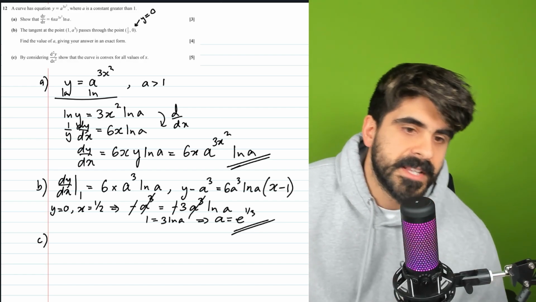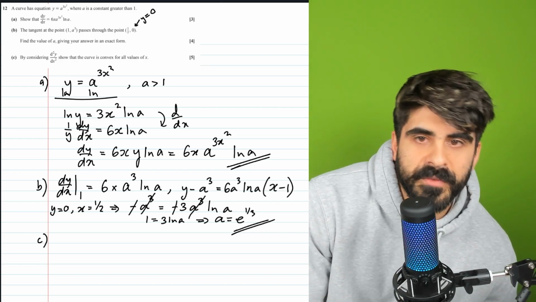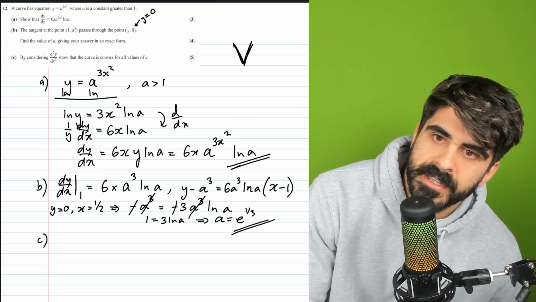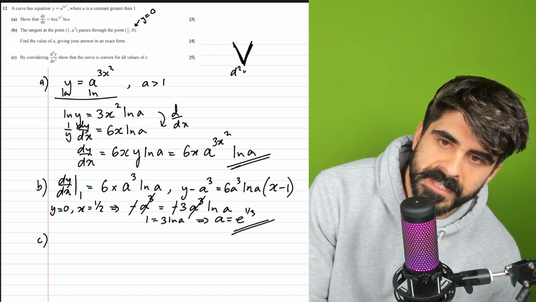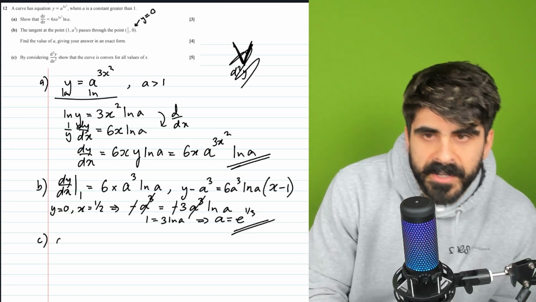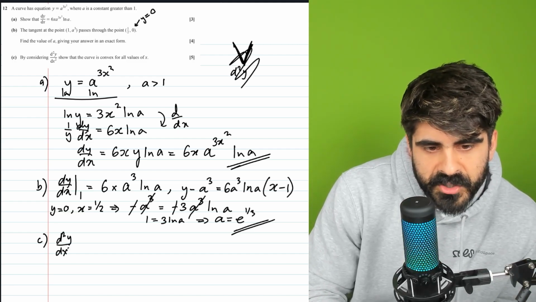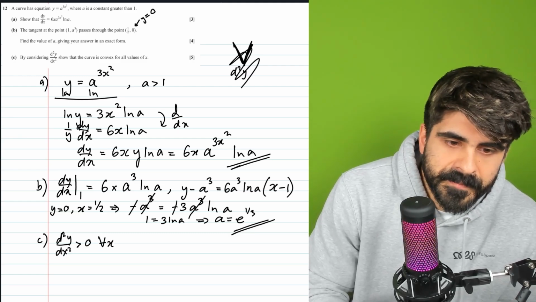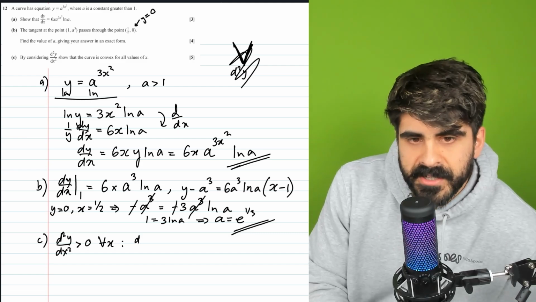By considering the second derivative, show that the curve is convex for all values of x. So convex means it's that V shape. It's to do with the minimums. Minimums means d2. I mean, I should be writing this here. It's when d2y by dx squared for minimums is bigger than 0 for all x. So the second derivative.